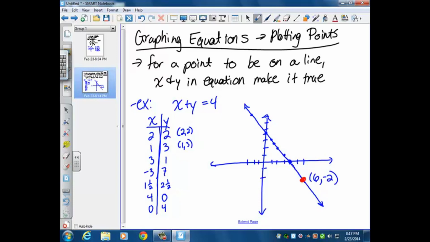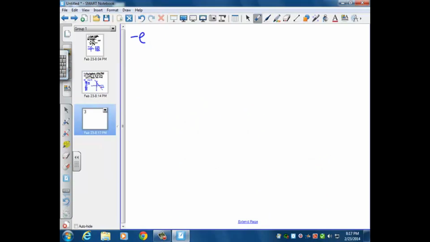Now let's do another one, one where it might not be quite so obvious to see. X minus 2y equals 6. A lot of times with these in the software, they ask you to complete the table to get your points. So they might tell you x is 0, or x is negative 4, or y is 1. Those are the things they're giving us, so we need to fill in the rest.